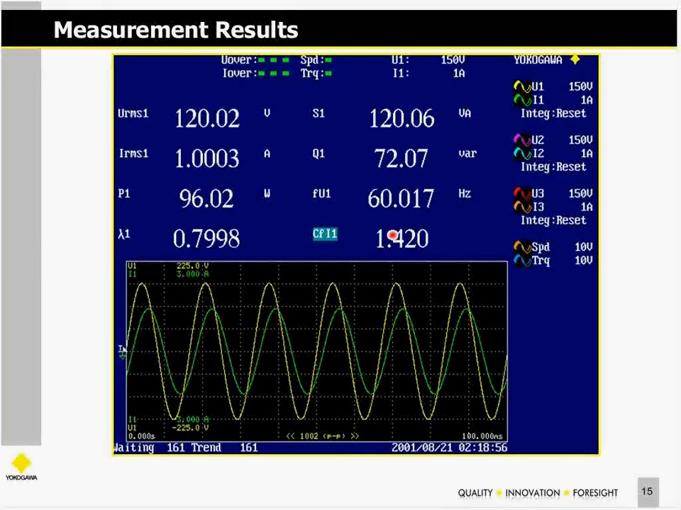Then I've shown crest factor. Crest factor is kind of important when we're looking at distorted waveforms. That is the peak of the waveform divided by the RMS of the waveform. So highly distorted waveforms can have a very high peak, very narrow peak, so the RMS value can be very low. So we do want to know sometimes what that crest factor is.